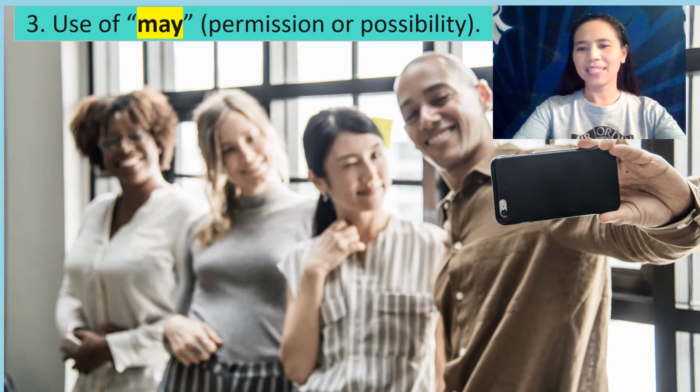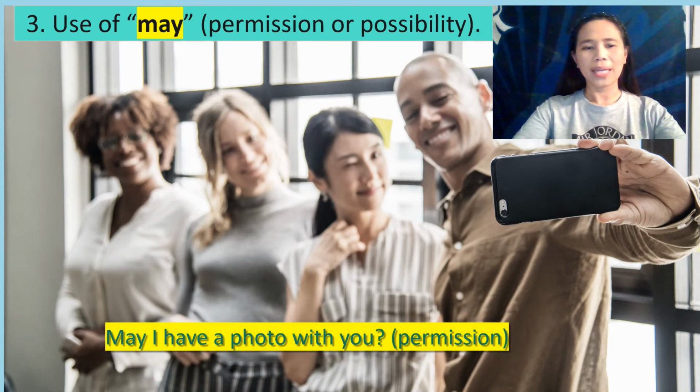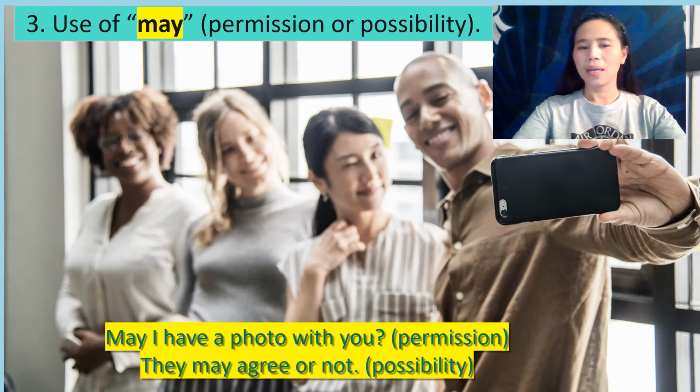Next thing is the use of may. It's usually used to ask permission or to show possibility. So we can say, may I have a photo with you? So you are asking permission. And we can also say they may agree or not. So there's a possibility that it will happen and it will not happen. So that's how we use may.